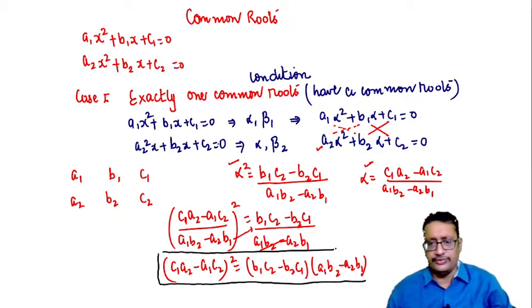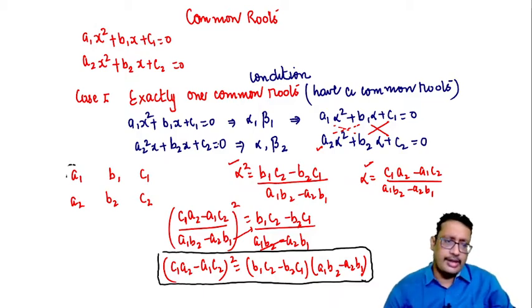Just written here, you just check it. In the first column I have written the x square coefficient, in the second column the x coefficient, and the third one is c1 and c2, the constant terms. I am taking a 2 cross 2 determinant. First 2 cross 2 will be a1 b1, a2 b2. See here, this becomes a1 b2 minus a2 b1.